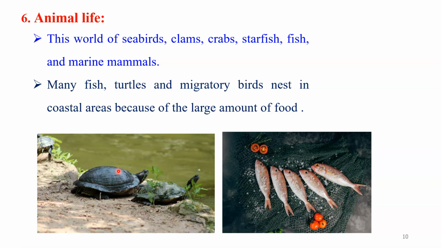If you see the animal distribution of the world, throughout the world about the coastal region, you will find many fish and turtles, this is a very important thing. Turtles and migratory birds nest in the coastal area because of the large amount of food, especially fish. These are the two very common animals that we observe throughout the world, and especially the migratory birds. Due to the availability of food on a large scale, most of the birds come here. So this is about the animal life of that particular region.